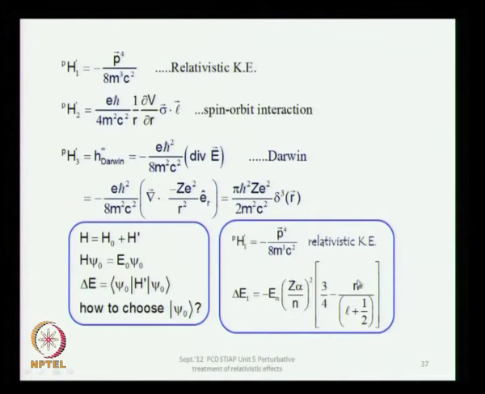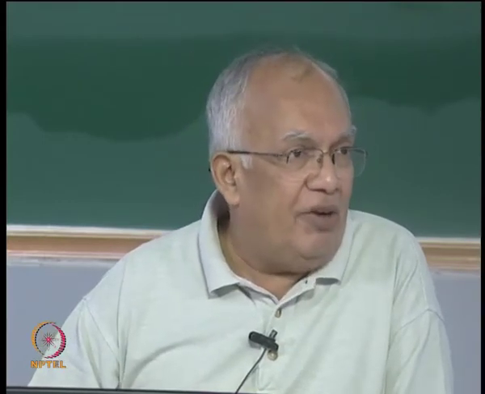and we did this for the relativistic kinetic energy term, and we found that the correction does indeed depend on the L quantum number, but it does not really remove the degeneracy between the 2s and 2p state, because there are other corrections that we need to address. So we will take into account those other terms.